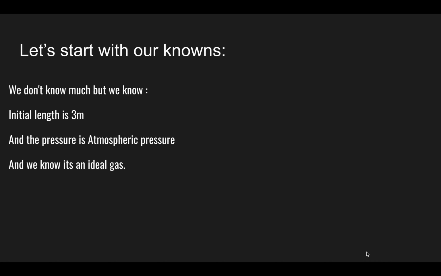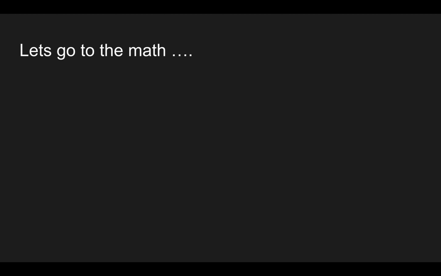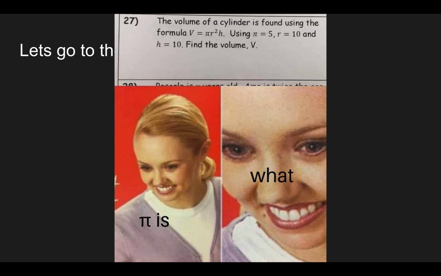So we know that the initial length is 3 meters. And we know that the pressure initially is atmospheric pressure. And we also know it's an ideal gas. So that's good. So now let's just get into the math. I didn't want to do all the math typed out because I feel like it's a little bit confusing, so I just wrote it out and I'm going to get into that.